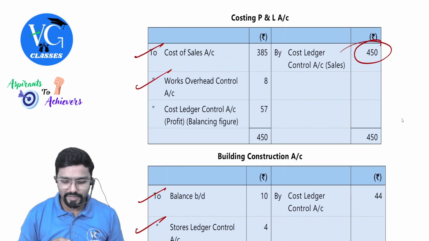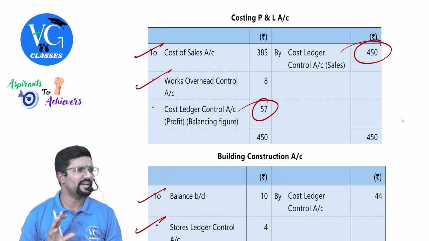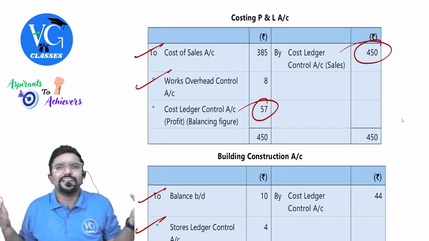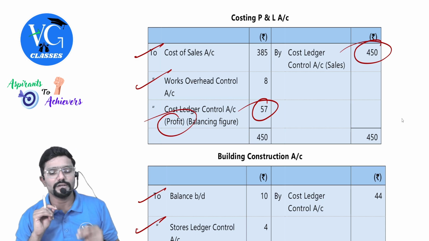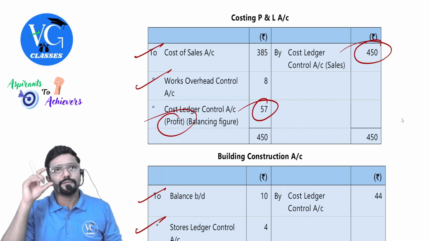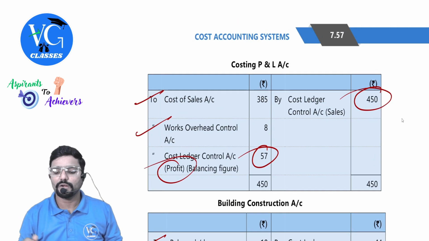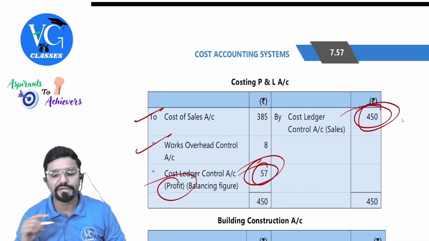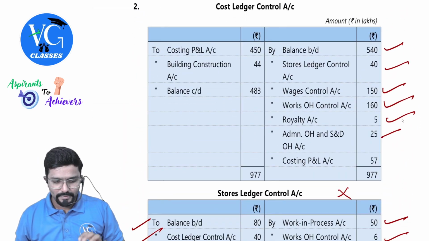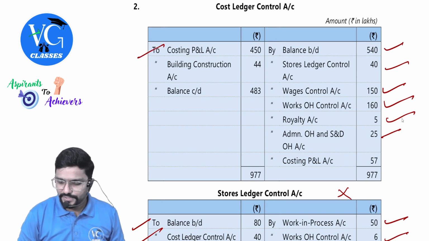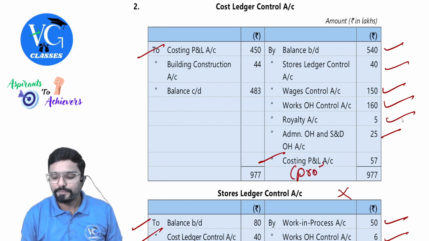Fine, sir. What is the ultimate profit, sir? 57, which we call as net profit or just a profit here. Because here only one profit is there, we need not worry what is gross profit, what is net profit. Here only one profit we are calculating. Okay, sir. How much is that? 57 lakhs. Transfer it to what? Cost ledger control account. Sales as well as profit, both we have to take care of. Okay. 450 sales, so then profit 57. Better mention here, in brackets, profit.